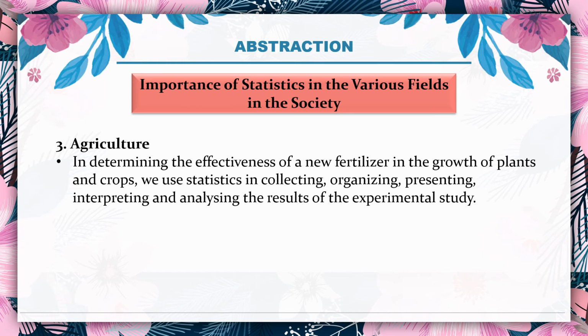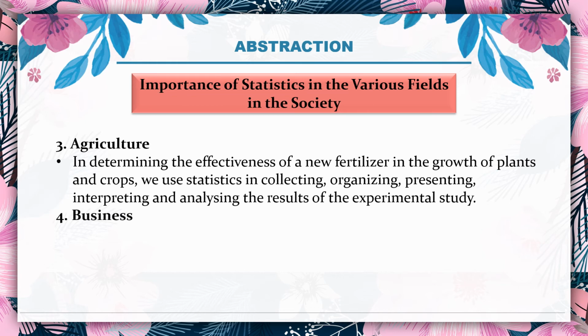Next, in the agriculture field, the use of statistics is in determining the effectiveness of a new fertilizer in the growth of plants and crops. We use statistics in collecting, organizing, presenting, interpreting, and analyzing the results of the experimental study. So, in agriculture, there are many experiments. So, statistics is really important for those experiments.